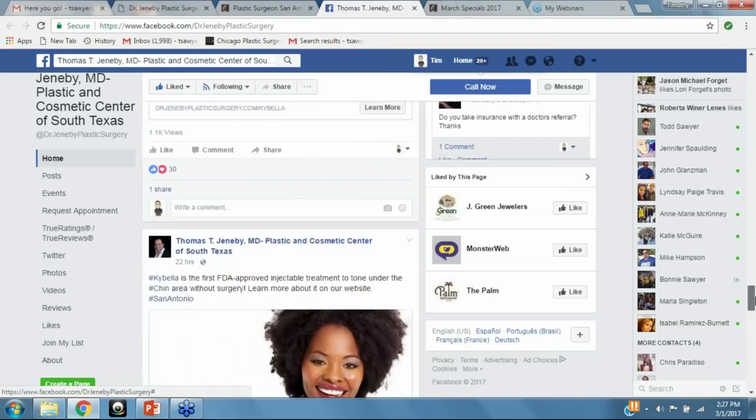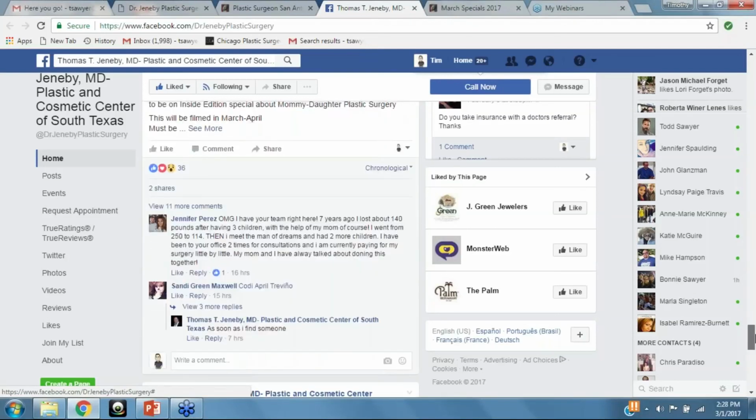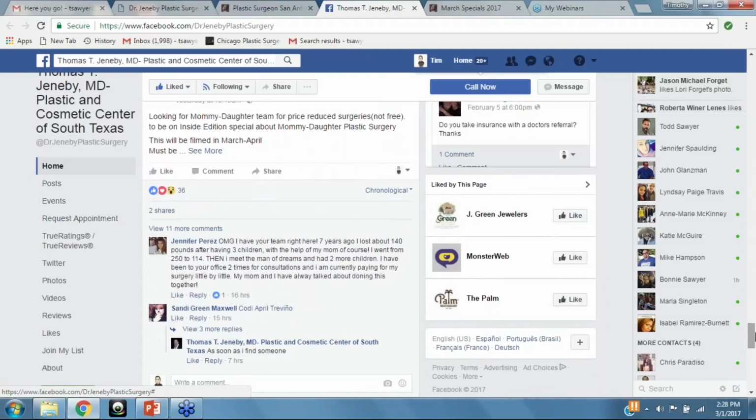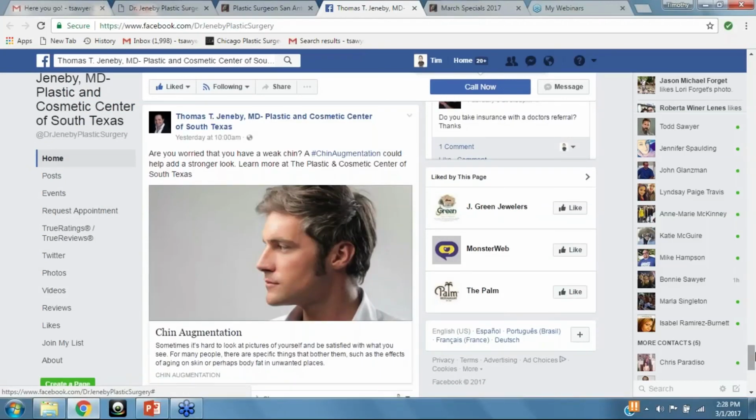It's hard to get 1 view with a post. To get over 1,000, you're getting maximum media exposure. And then you can see, looking for mommy-daughter team for price-reduced surgeries, not free. 11 comments. People are actually talking about, how do I get that done? So it's true engagement, right?